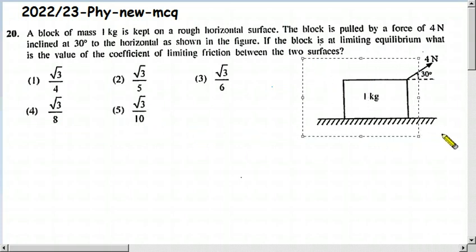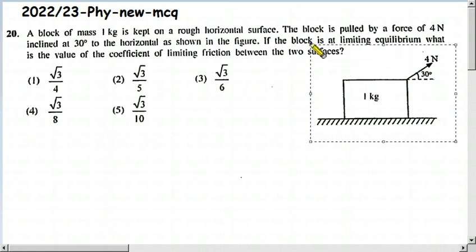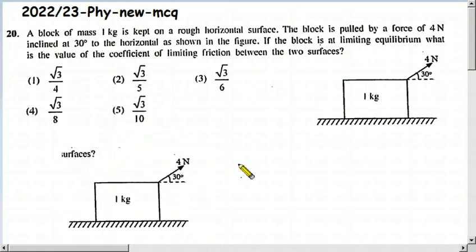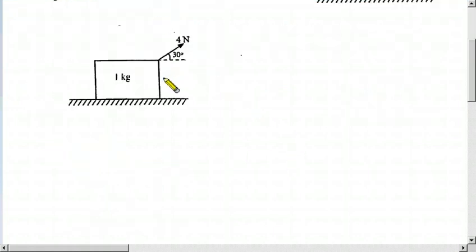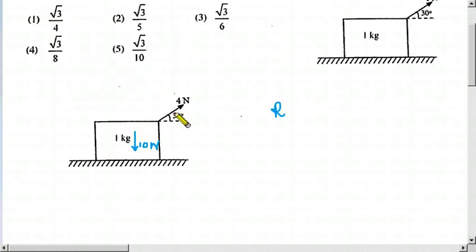So children, let us take a copy of this first of all. So let us find out the reaction R. To find that we have to consider the thrust downwards on this surface. So from this 1 kilogram there is a 10 Newton force downwards, that is due to gravity. So we have to take the components of this given force.